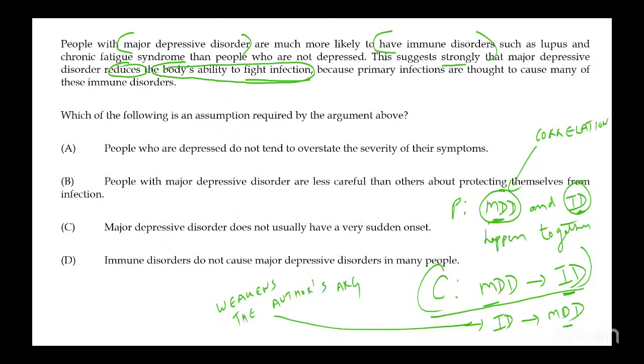Because author is concluding this is causing immune disorder. I'm saying immune disorder is causing. We happen to see it together in human beings. Maybe it is the reverse, right? So this weakens the argument, right? Or the author is assuming this is not the case, right? Let's look at the options.